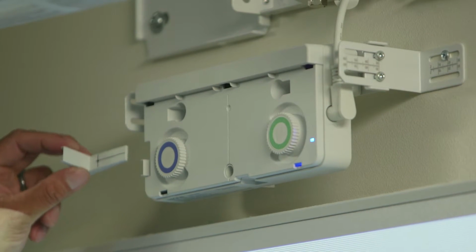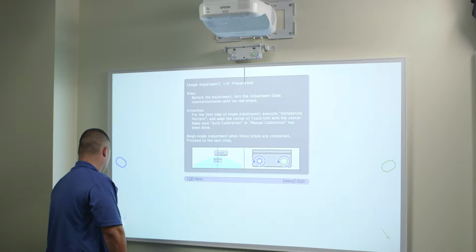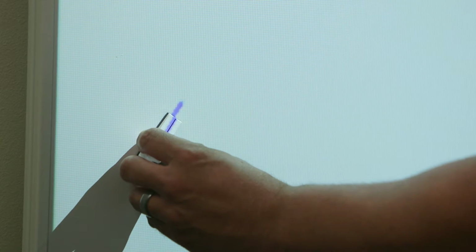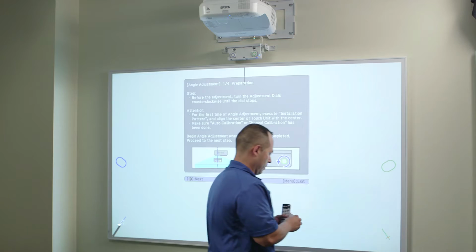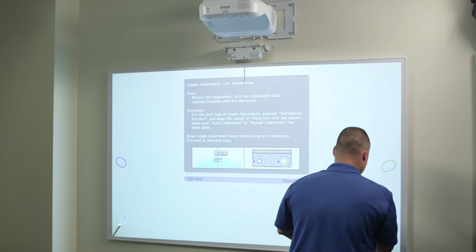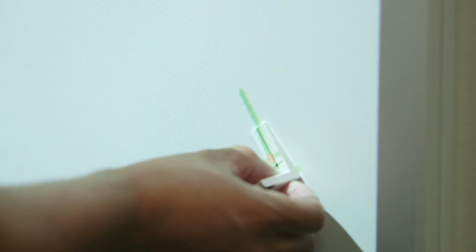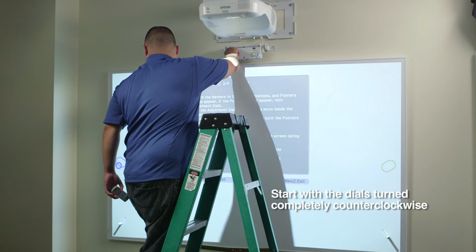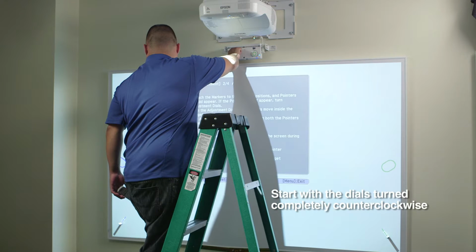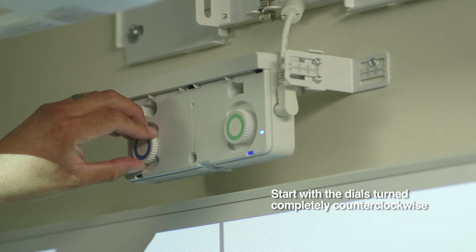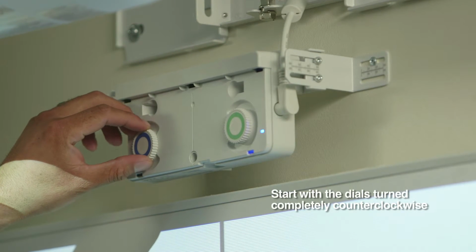Then we pull the markers from the finger touch unit and attach them to the specific areas designated on the whiteboard as displayed by the projector. Once they are attached to the board, we then rotate the blue and green dials counterclockwise until they stop. Do not overturn.